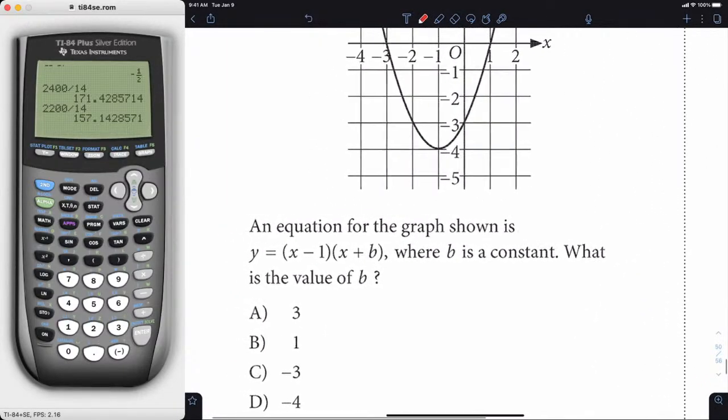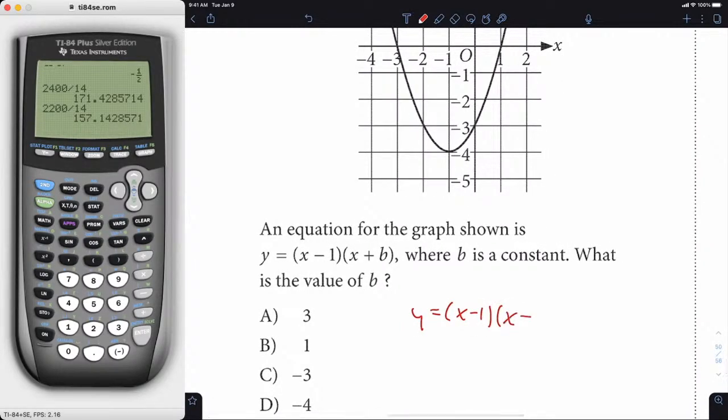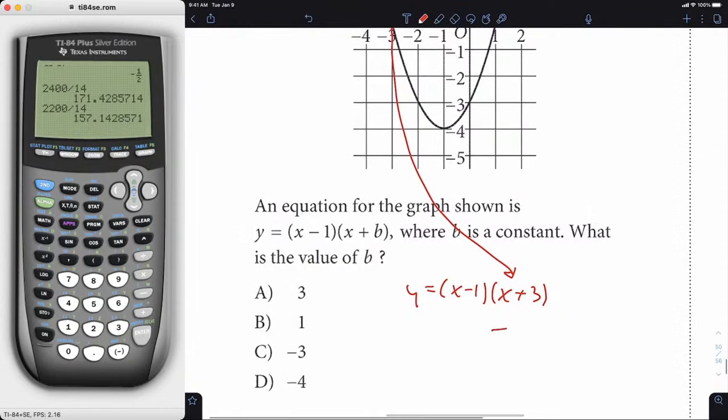So if I were to draw the equation myself, it would be y equals x minus 1 times x plus 3. Right, yeah, because -3 is a 0. So when you plug -3 in here, it should make the equation 0, which is the case because -3 plus 3 is 0. So it is 3, correct.